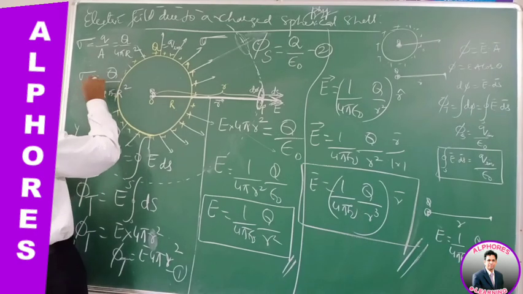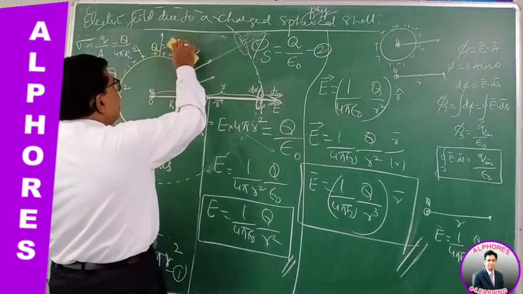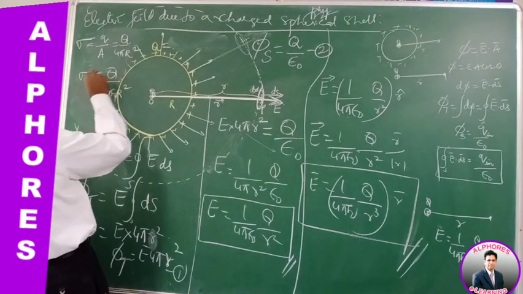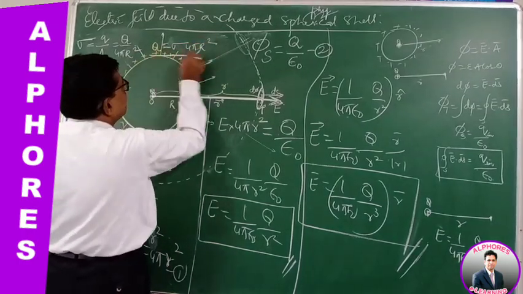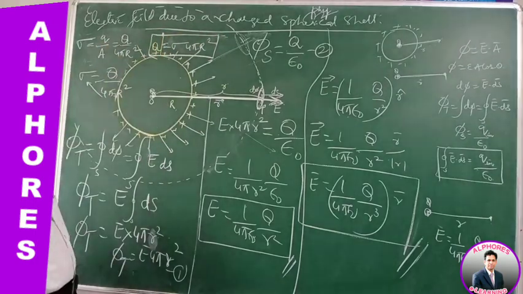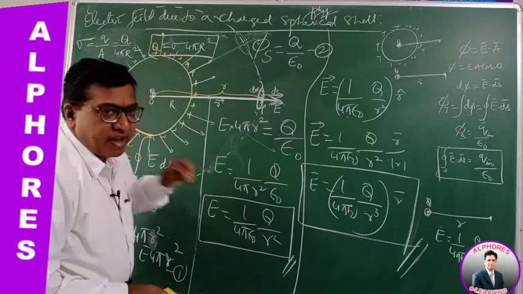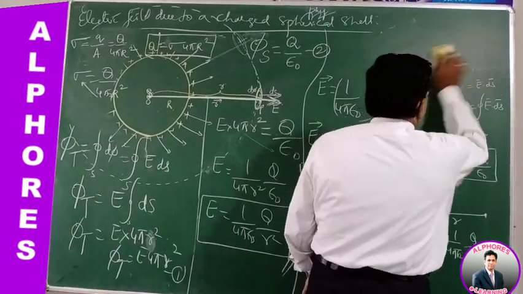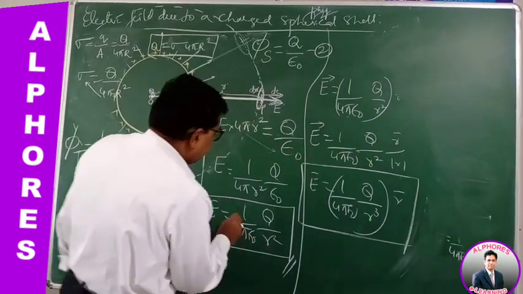Cross multiplying, when surface charge density is given, you can take the charge on the sphere Q as sigma into 4 pi r square. So this will be the charge on the sphere if surface charge density is given. Then putting these values in the formula that we have derived, the electric field intensity at any outside point.